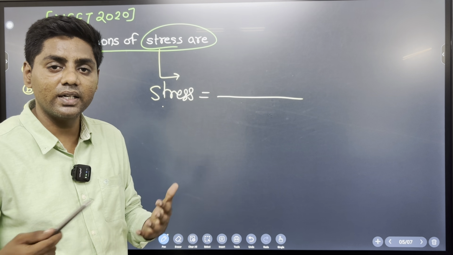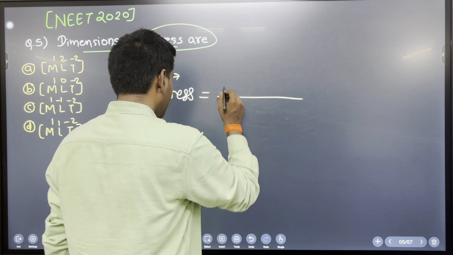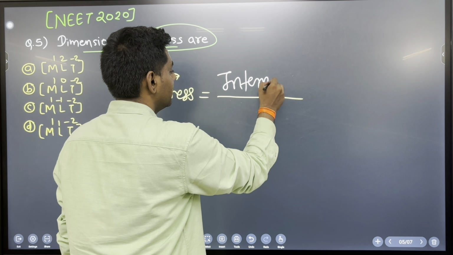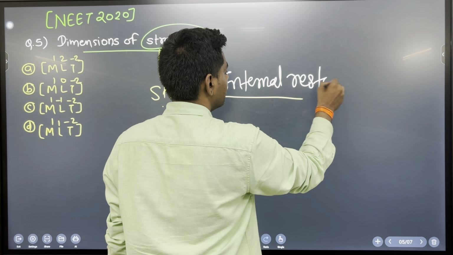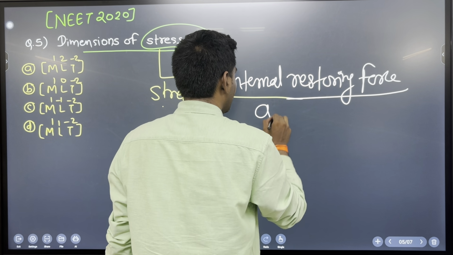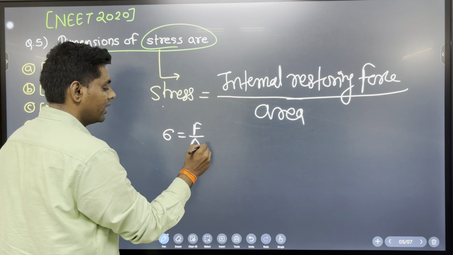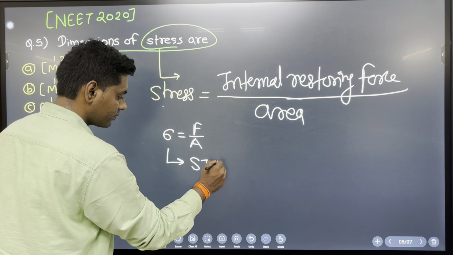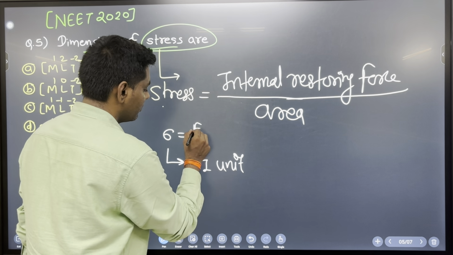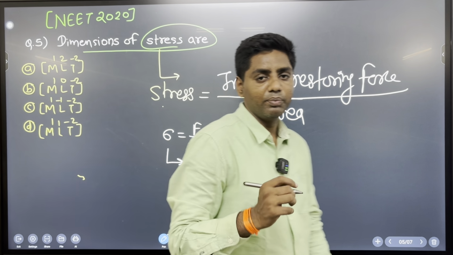And how to calculate that stress? That is internal restoring force. Remember the formula: internal restoring force divided by area. It is denoted by the letter sigma. Sigma equal to force per unit area. So tell me the SI unit. तो ये तो बहुत सिंपल है. You can calculate the SI unit of stress. The force is calculated in Newton, और area का आएगा Newton per meter square.